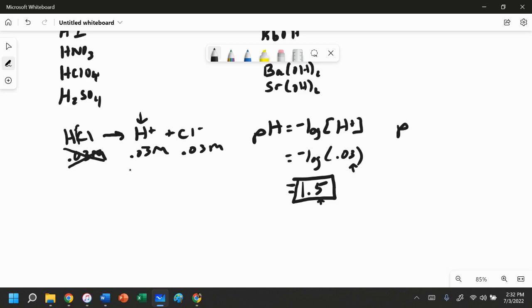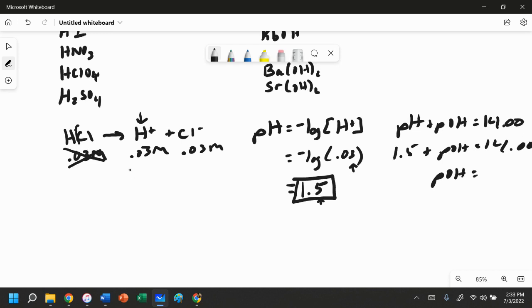We can also calculate the pOH by using the equation pH plus pOH equals the pKw, which if this is 25 degrees Celsius is 14. If it's not 25 degrees Celsius, it would not be 14. Since I don't have a temperature here, I'm going to assume that it's 25 degrees Celsius and 14. So we plug in 1.5 plus the pOH equals 14. And so 14 minus 1.5 gives us a pOH of 12.5. And that's it. So that's how we calculate the pH or pOH of a strong acid.